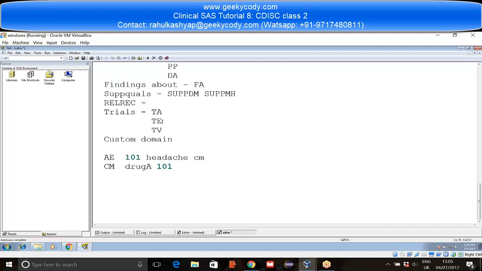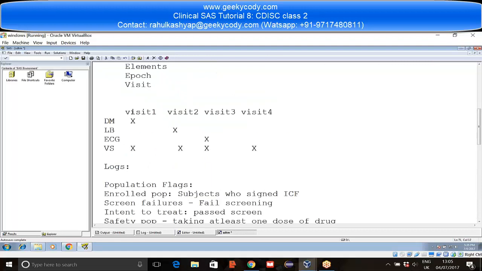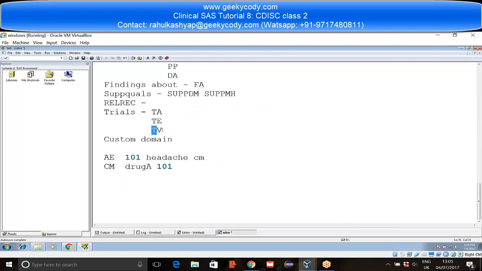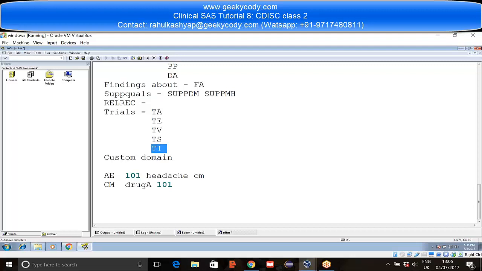And TV, trial visits. How many visits are scheduled? Just again, as per yesterday's example, 4 visits are scheduled. So here they'll mention 4 visits are scheduled. And trial summary also, the complete summary about the trial. And trial inclusion and exclusion criteria. As we discussed yesterday about inclusion and exclusion, right? So that information will be mapped here.